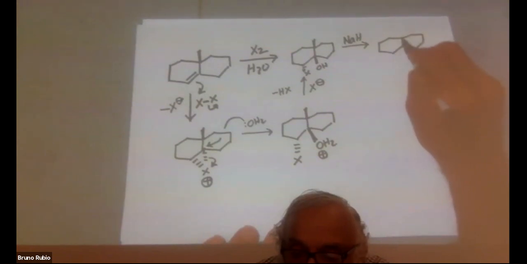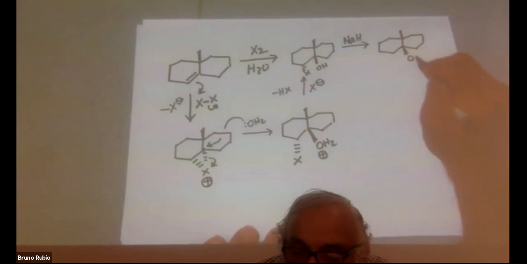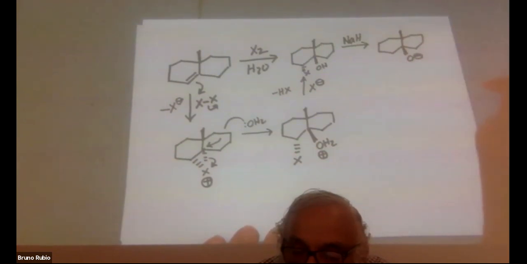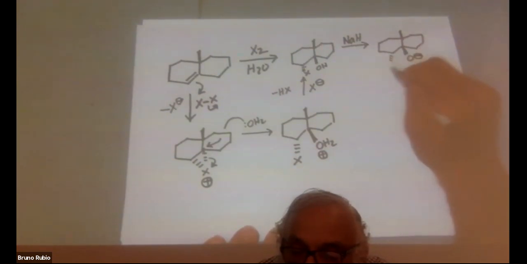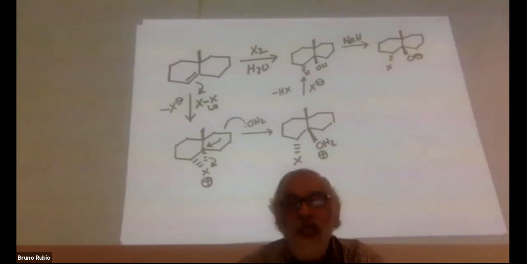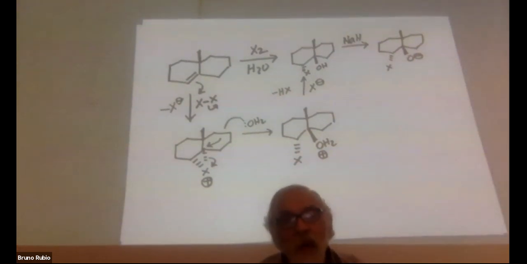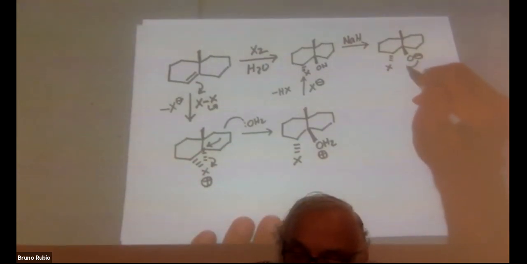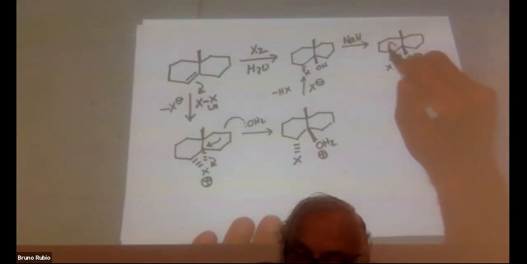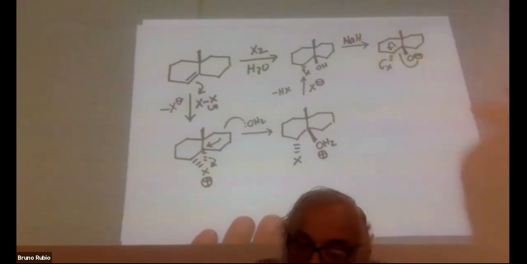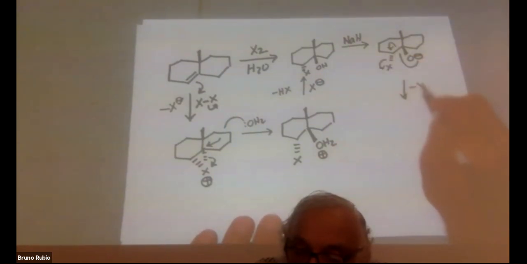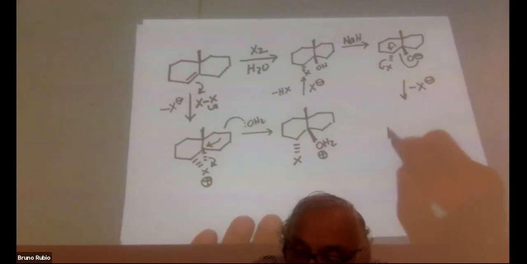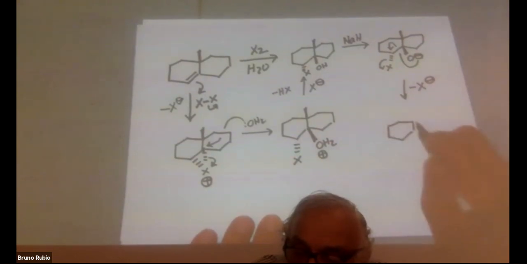And the sodium hydride ionizes that oxygen. It pulls off that proton. I have O minus on a wedge. I have X minus on a dash. It's all set up to do an intramolecular SN2. So X minus is the leaving group. And here's our final product.